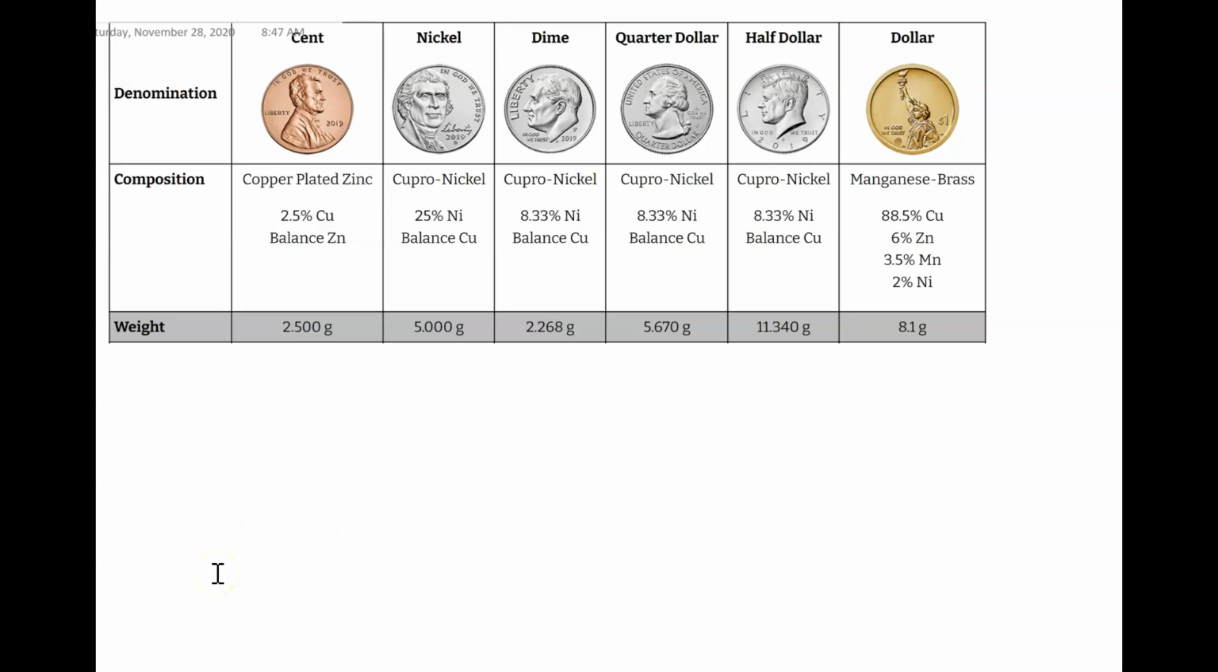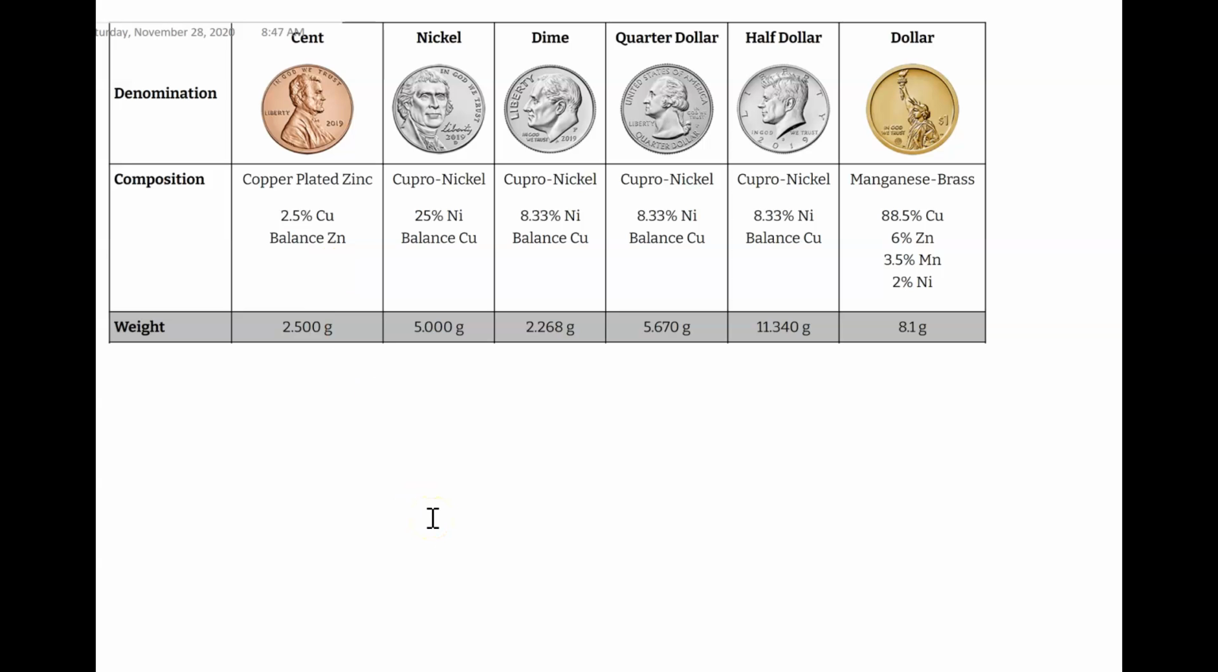So last time we left off talking about the quarter, penny, and all the coins and their percentages. So we were looking at mass. I'm going to redo one of these and then let you work out the problems on your own. So let's talk about copper plated zinc.